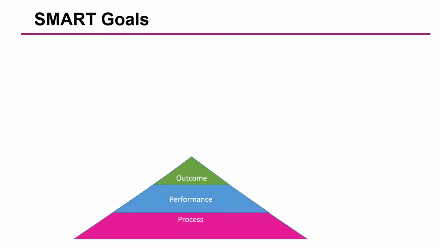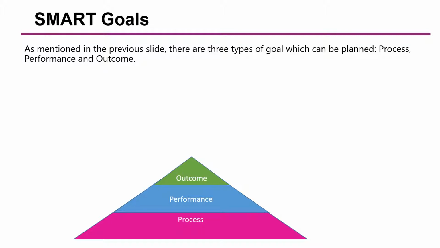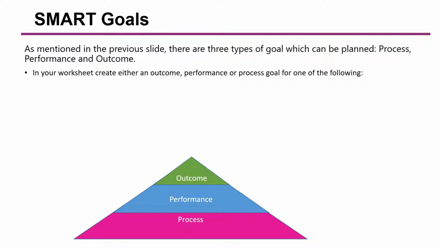Okay, so now it's over to you. We're going to have a look at some SMART goals and you're going to write these down into your worksheets. So as mentioned on the previous slide, there are 3 types of goal which can be planned. We've got process, performance and outcome. So in your worksheet, create either an outcome, performance or process goal for one of the following.